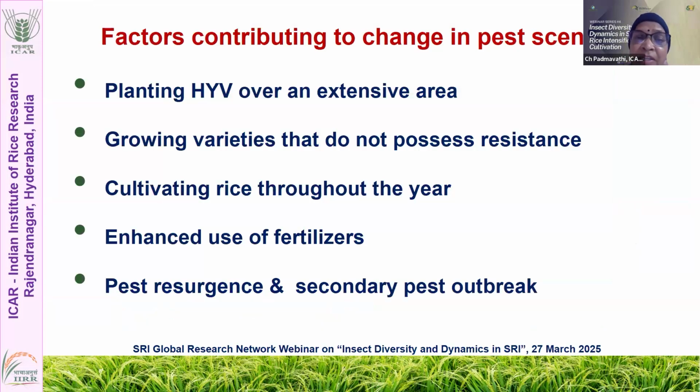The factors responsible include planting high-yielding varieties over an extensive area, growing varieties that do not possess resistance, and cultivating rice throughout the year, including the enhanced use of fertilizers. Pest resurgence and secondary pest outbreaks because of indiscriminate use of pesticides are also a problem.